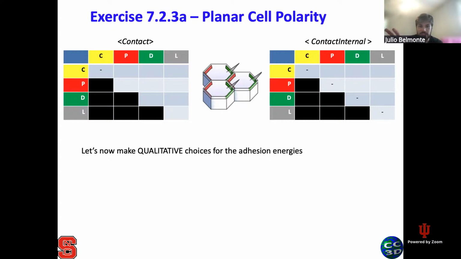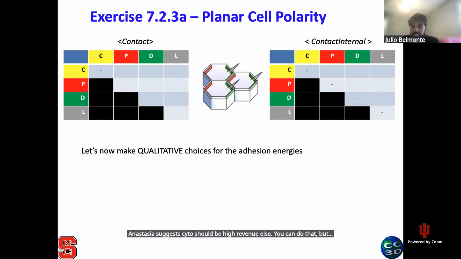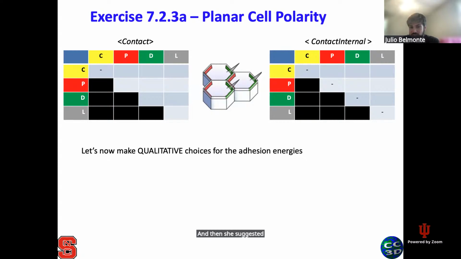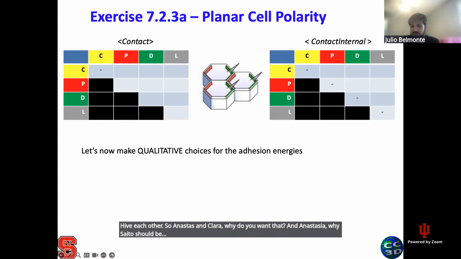Okay, I got 2 answers so far. We want red and green to be larger than each with lateral. Maybe. Why, Clara, do you want that? Anastasia suggests cyto should be high with everyone else. You can do that, but why? And then she suggested P and D, or the red and green, to also be high with each other. So Anastasia and Clara, why do you want that? And Anastasia, why should cyto be high with everyone else?